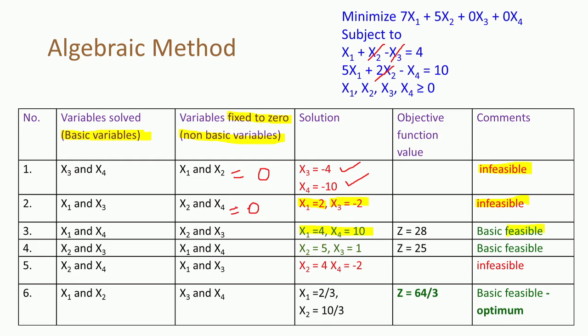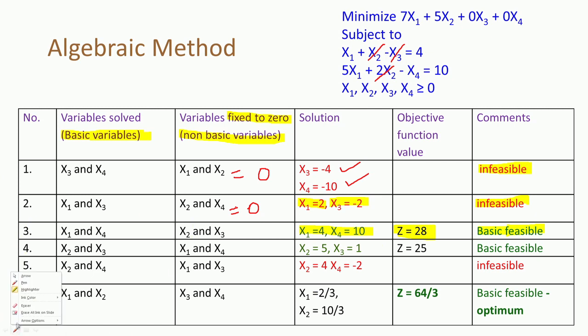It is a basic solution because I am solving for 2 variables. I am solving for 2 variables because I have 2 equations. So, this solution is both basic and feasible, therefore, it is basic feasible. Now, I compute the value of the objective function for x1 equal to 4, x4 equal to 10. So, 7 into 4 plus 5 into 0 gives z equal to 28. The value of the objective function is 28. Now, we move on to the fourth out of the 6 solutions.